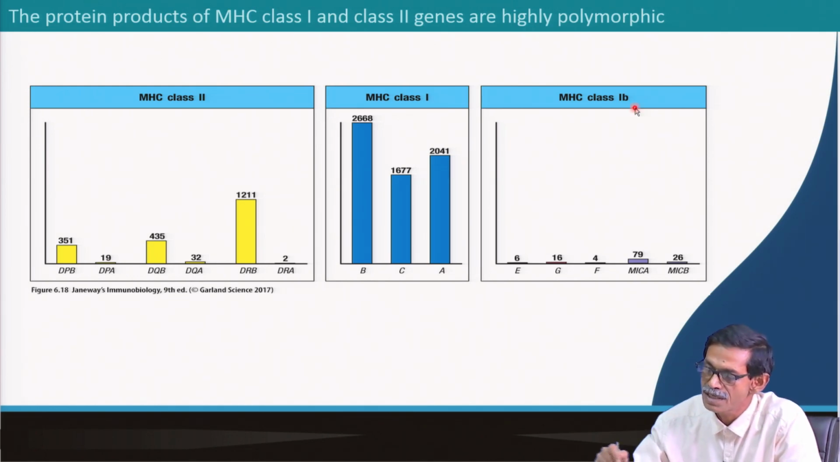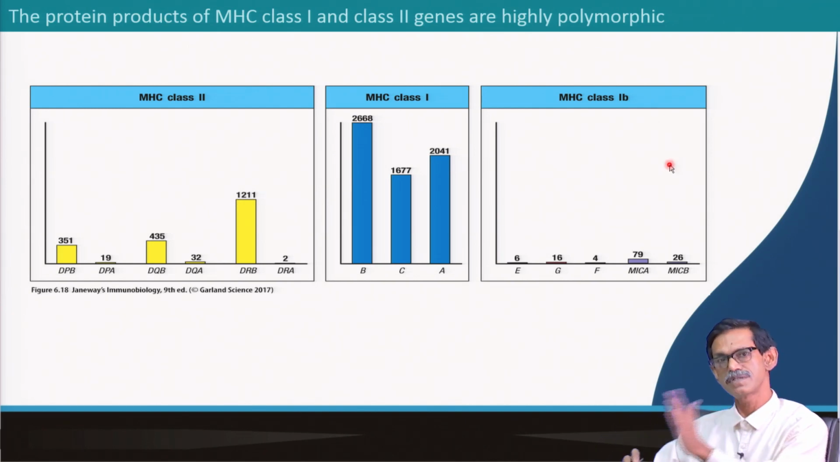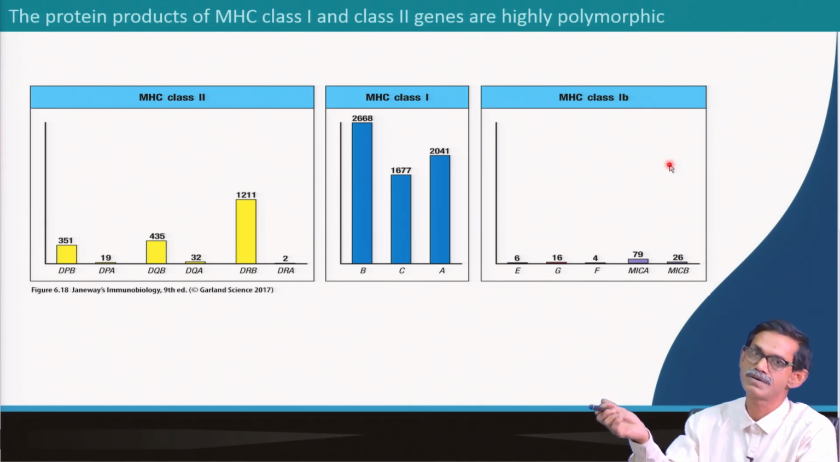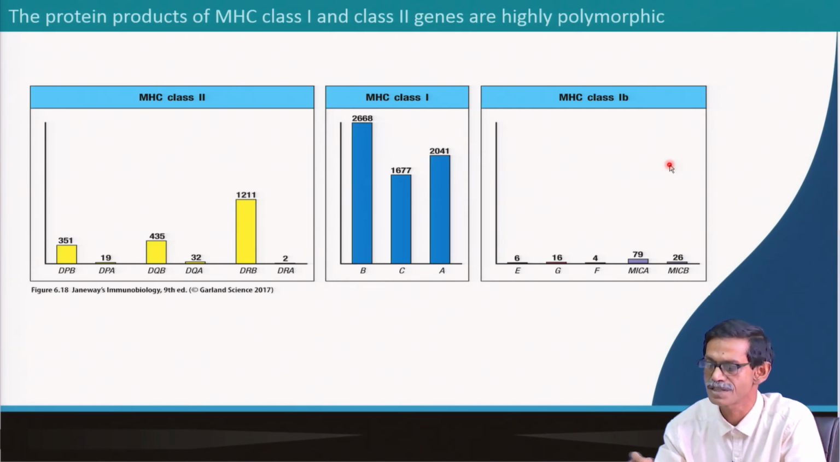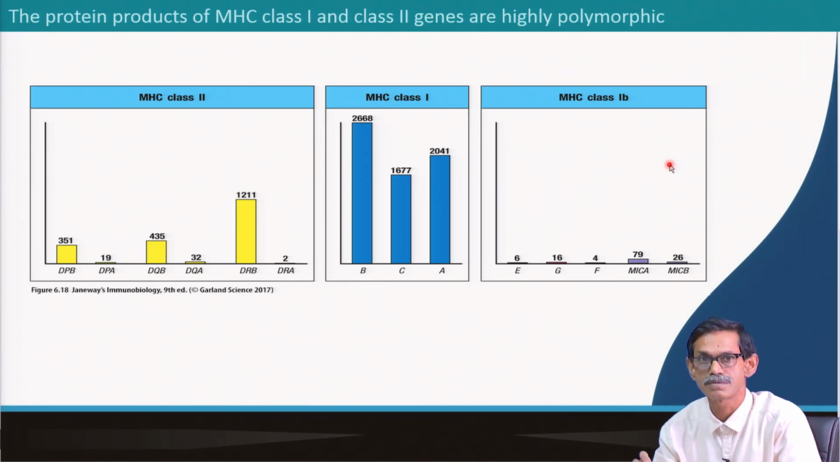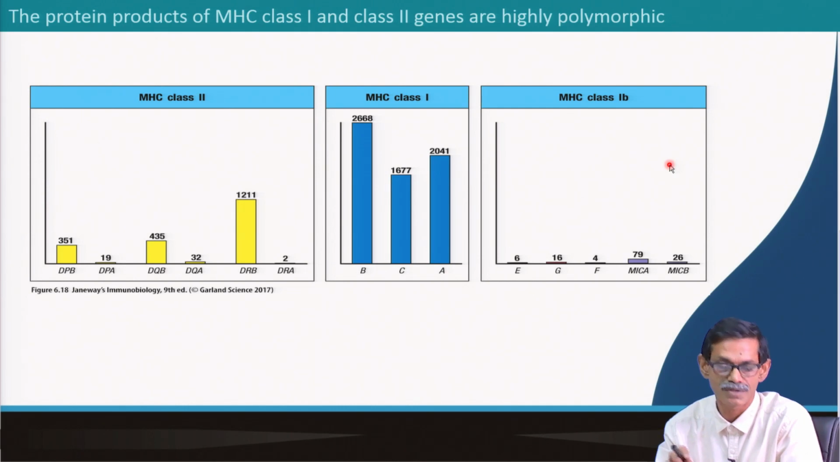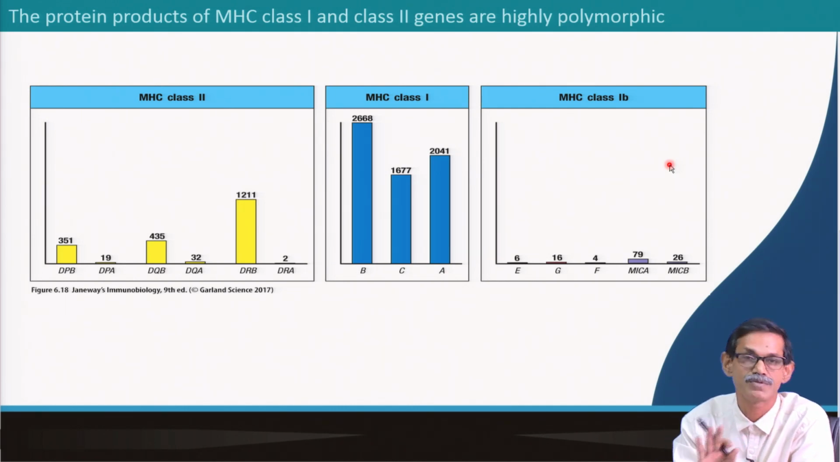Class 1B genes are also a group of genes that we will discuss whenever necessary. It is not very common in case of MHC1 and MHC2, and in the basic part of immunology we do not need to know details about it.